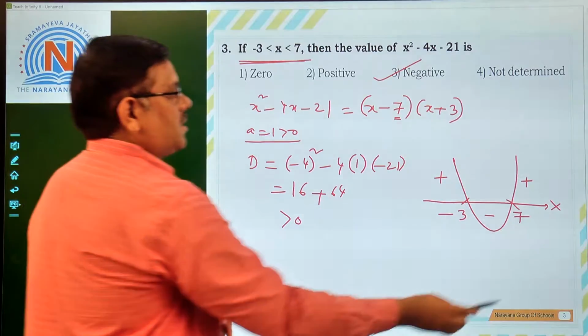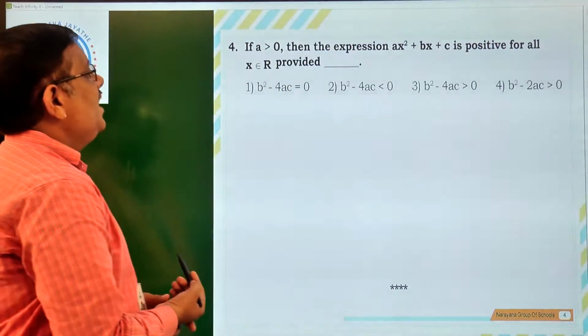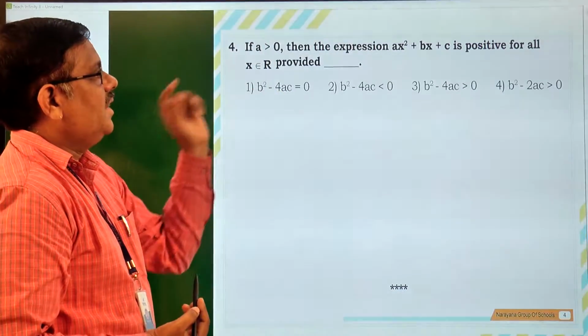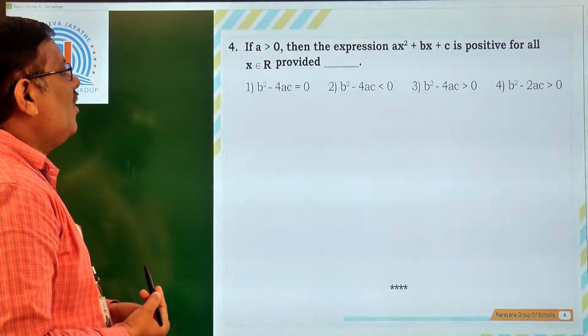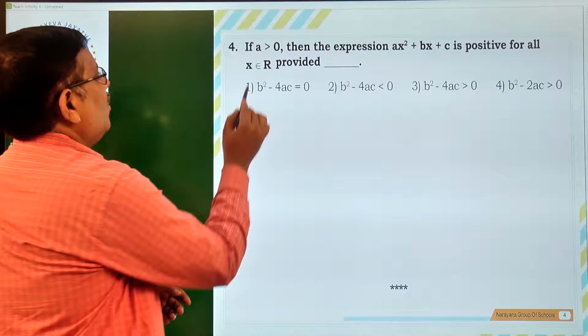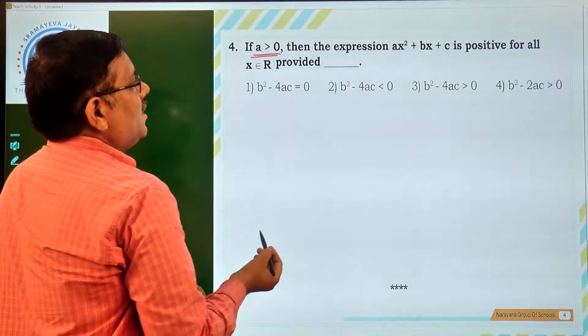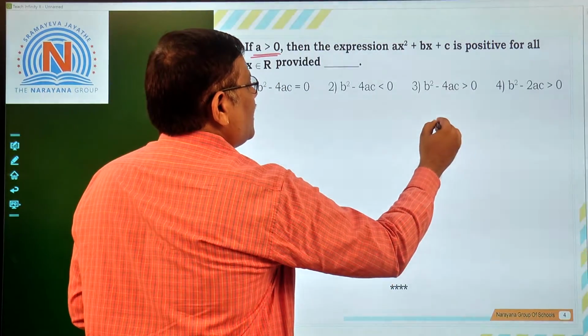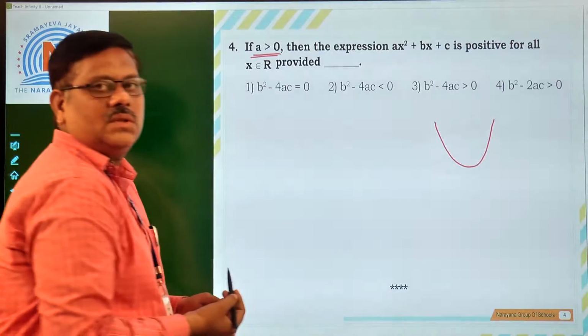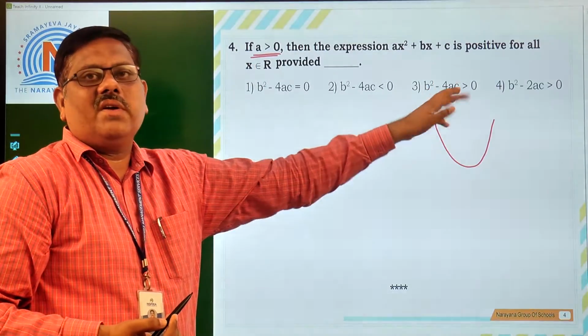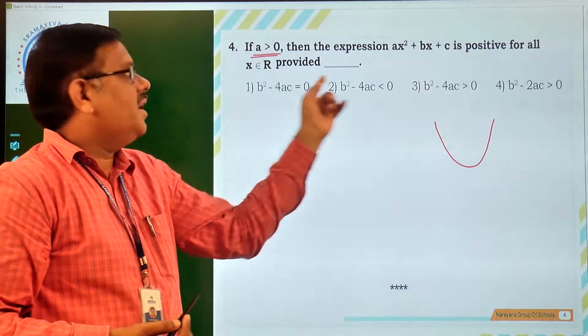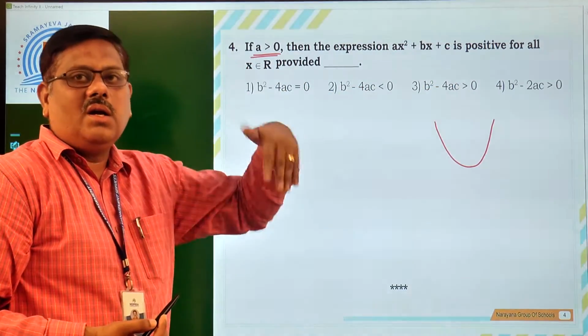Okay. Now let us move to the next question. If a is greater than 0, then the expression ax square plus bx plus c is positive for all x belongs to R, provided a is greater than 0, he is saying. a greater than 0 means the curve is always open upwards. Based on a, what decision can we make? We can conclude that the parabola is open upwards. If a is less than 0, the parabola is open downwards.